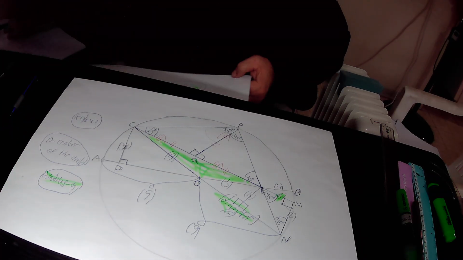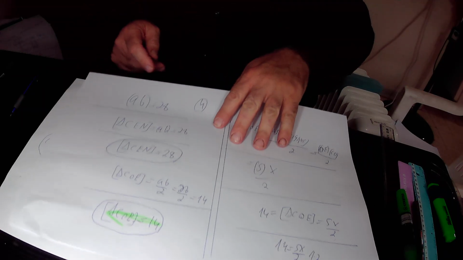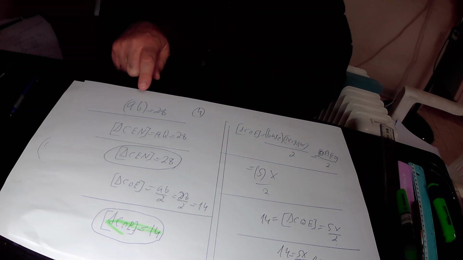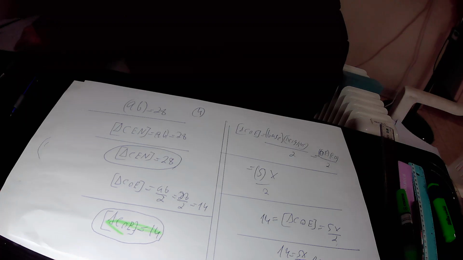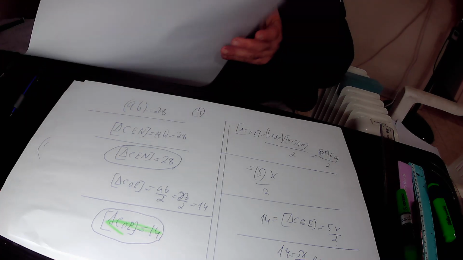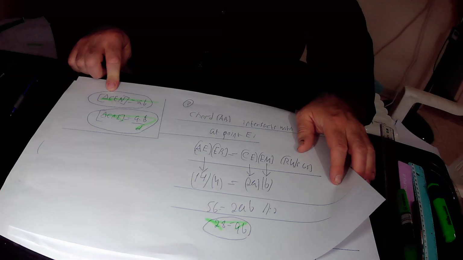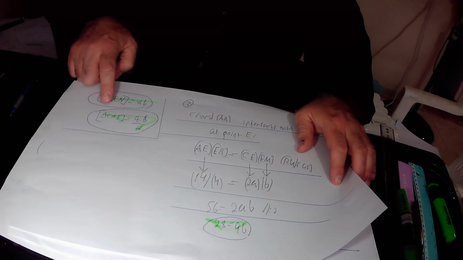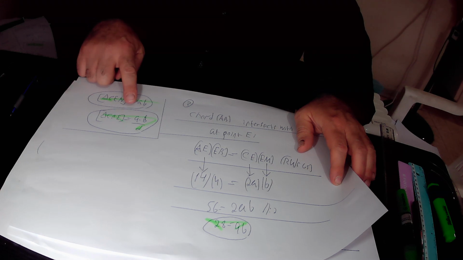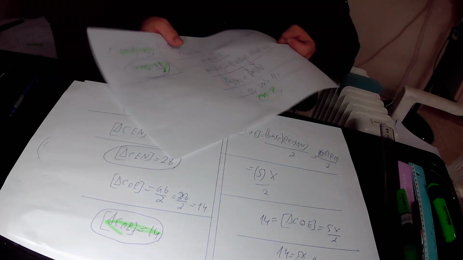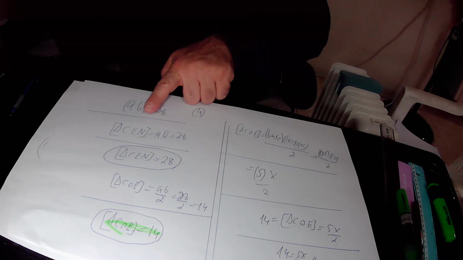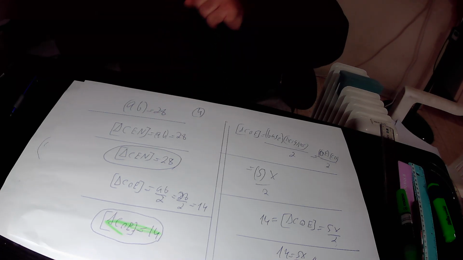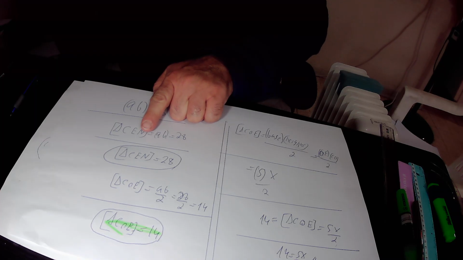Again, we found that A times B equals 28. We already found that the area of the big triangle CAN equals A times B, and the area of the green triangle CON equals A times B over 2. So I copied those two equations here.